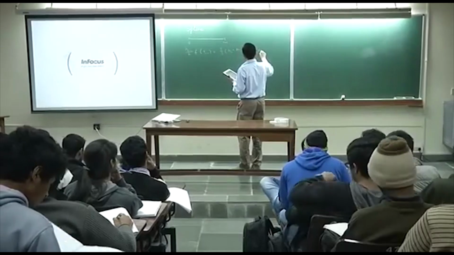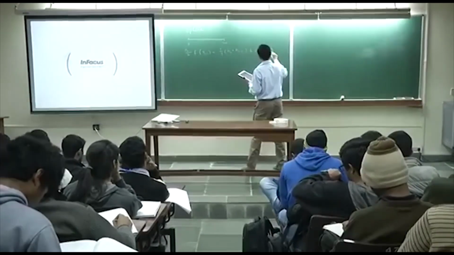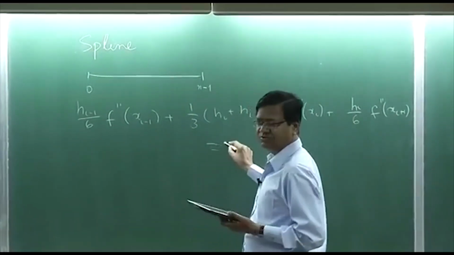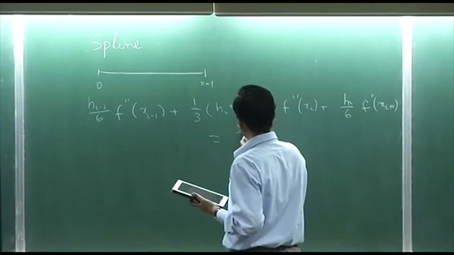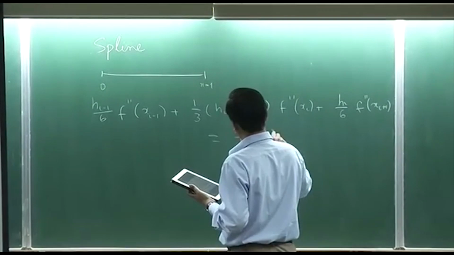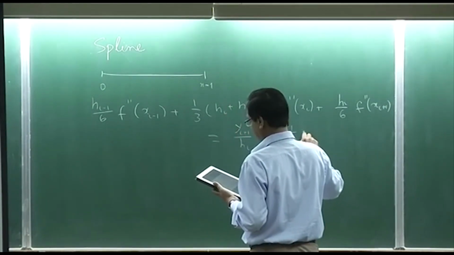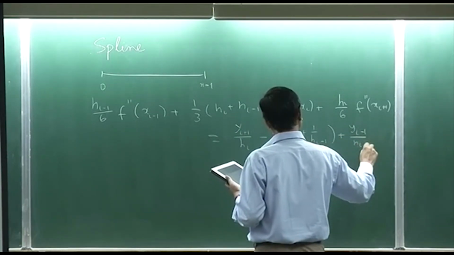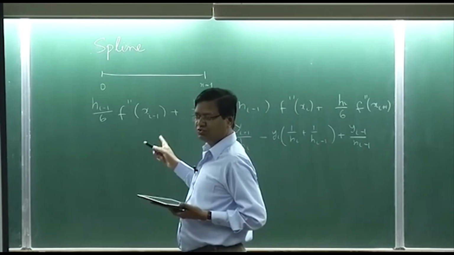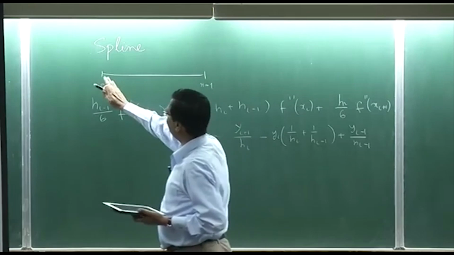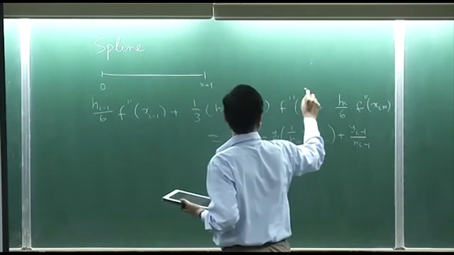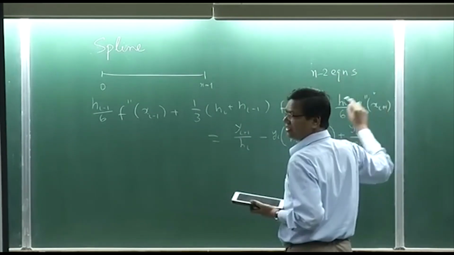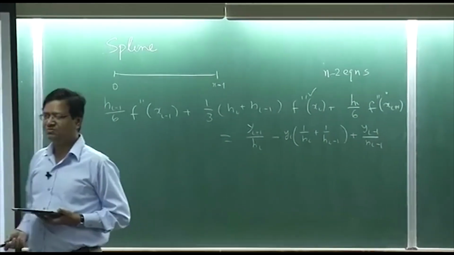f double prime xi plus hi by 6 f double prime xi plus 1. So this was the right hand side. So yi plus 1 by hi minus yi by hi minus 1. So there were n minus 2 equations. We do it for, we skip this point and this point. So there are n minus 2 equations. But I have n unknowns, the f double primes. So we need to assume something.